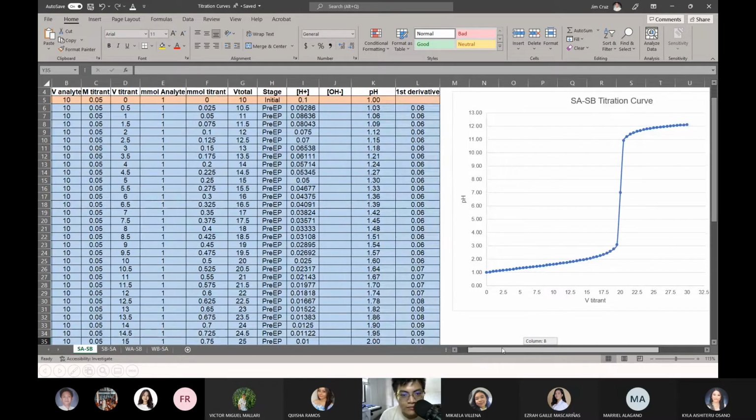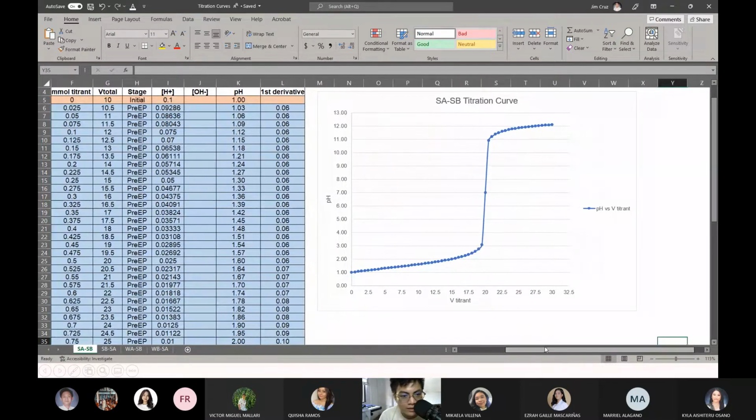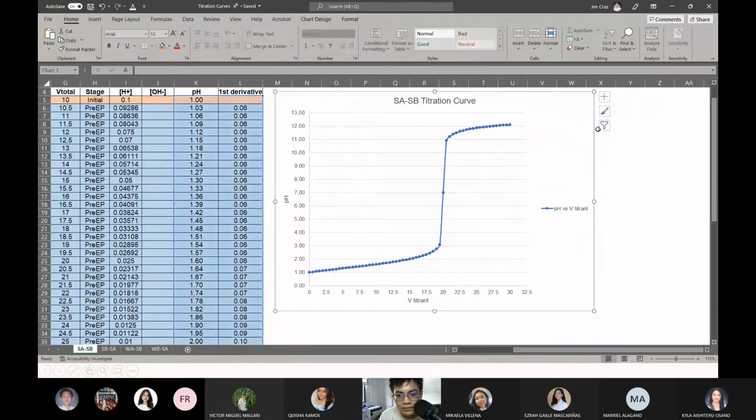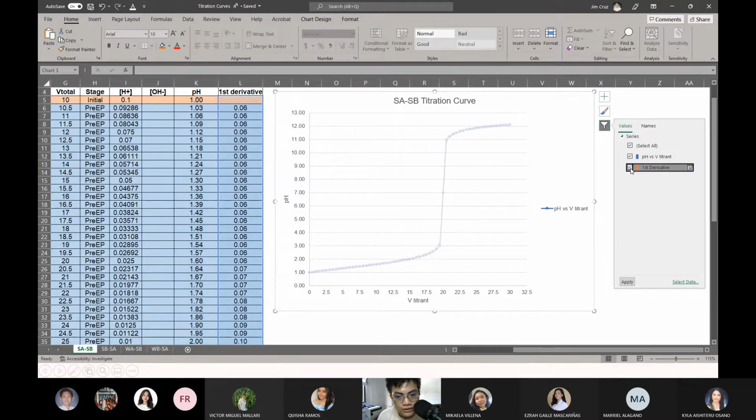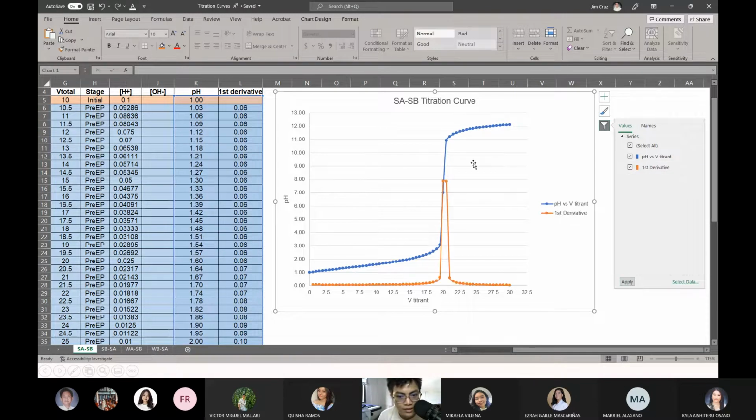At least may idea na kayo. Yung first derivative, siningit ko lang yan. Ano ba meron sa first derivative? Kaming mga chemists, ang ginagamit namin to actually determine the endpoint, we use the first derivative. So, kung saan yung peak ng curve ng first derivative, yun yung endpoint talaga. Yun yung equivalence point talaga. Pero hindi na natin gagawin yan. Siningit ko lang yan.